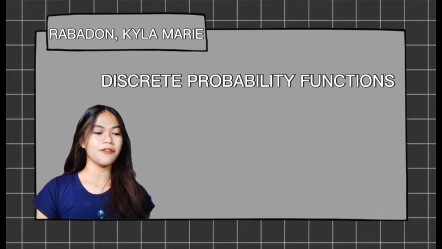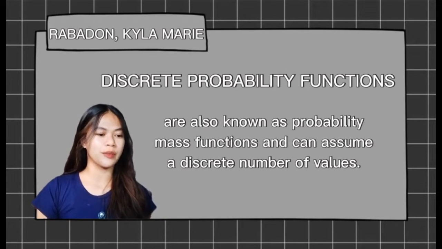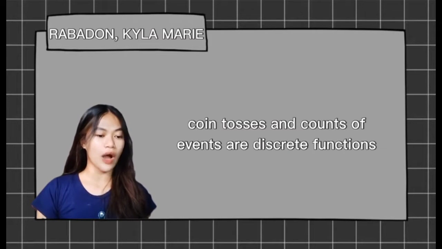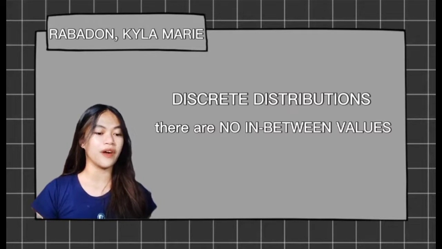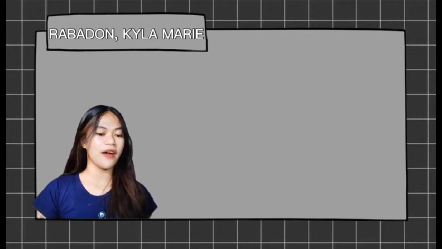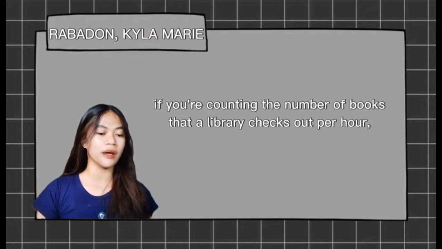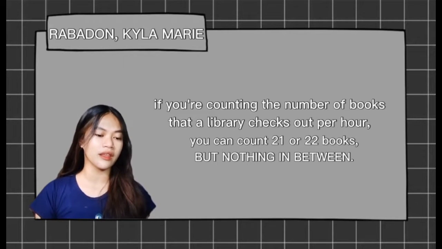Discrete probability functions are also known as probability mass functions and can assume a discrete number of values. For example, coin tosses and counts of events are discrete functions. These are discrete distributions because there are no in-between values. For example, you can have only heads or tails in a coin toss. Similarly, if you're counting the number of books that a library checks out per hour, you can count 21 or 22 books but nothing in between.